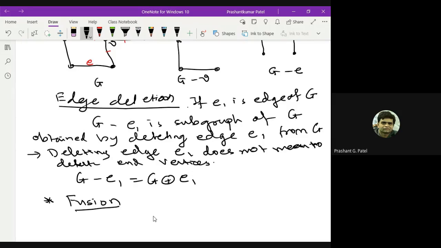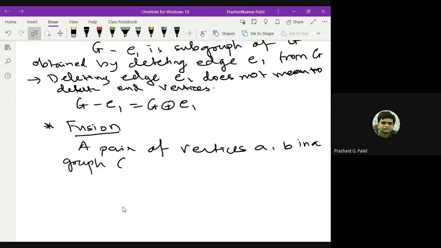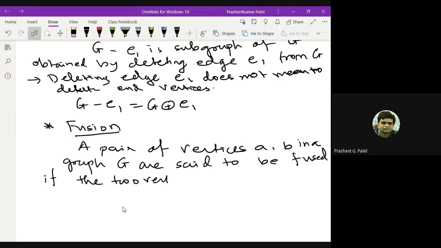So how to do the fusion of two vertices in a graph G? A pair of vertices A and B in a graph G are said to be fused if the two vertices become one, are replaced by a single new vertex.